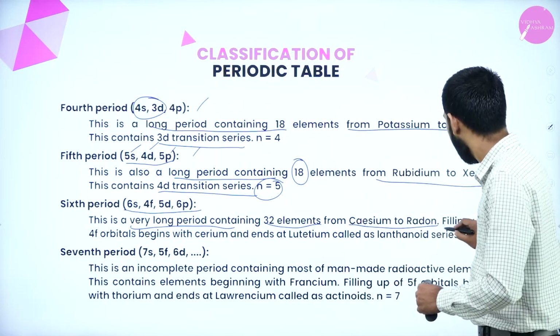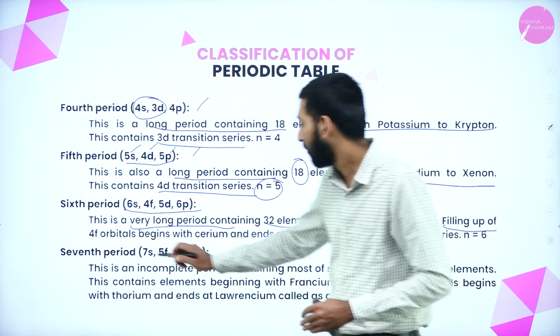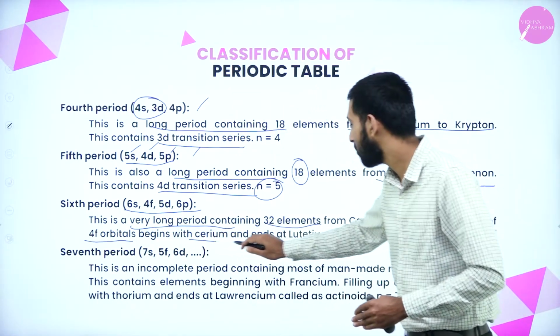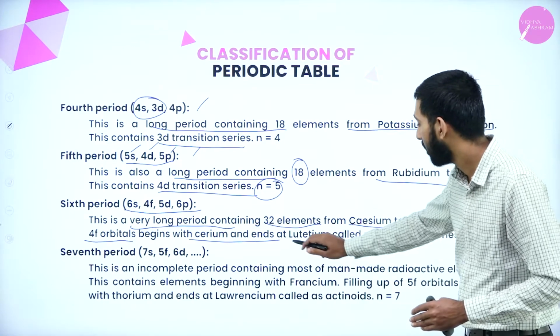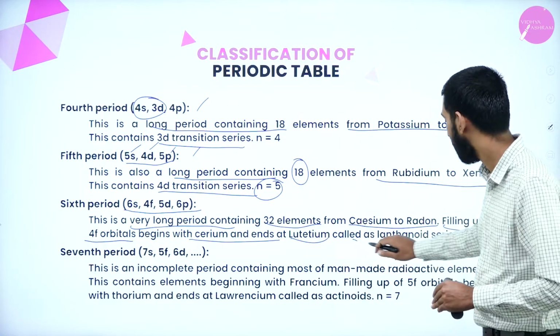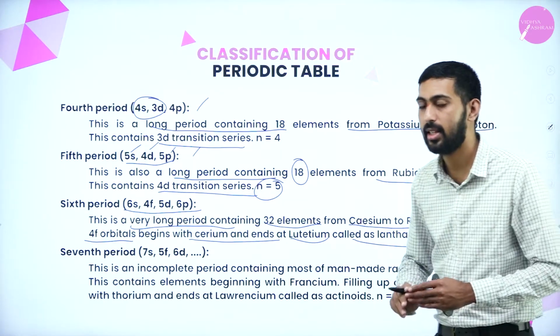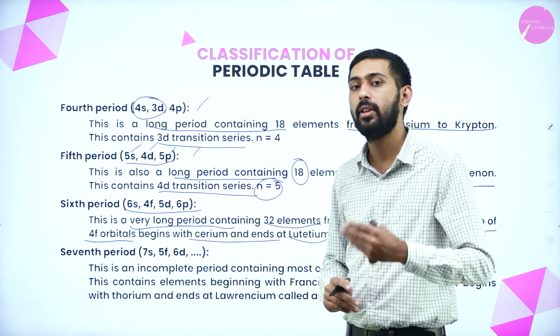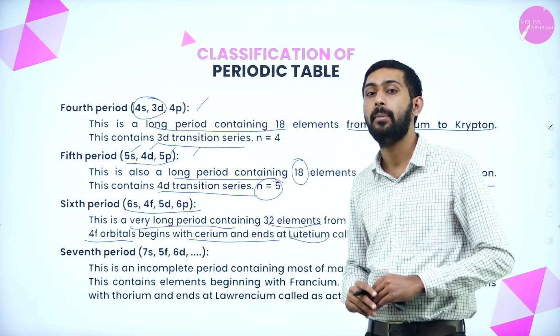Okay. Filling up of 4f orbitals begins here. From which element does the filling of 4f orbitals begin? Cerium, and it ends with lutetium. This is also called the lanthanoid series. So we can say that lanthanoids are called inner transition elements. Also we can say that they are F block elements.